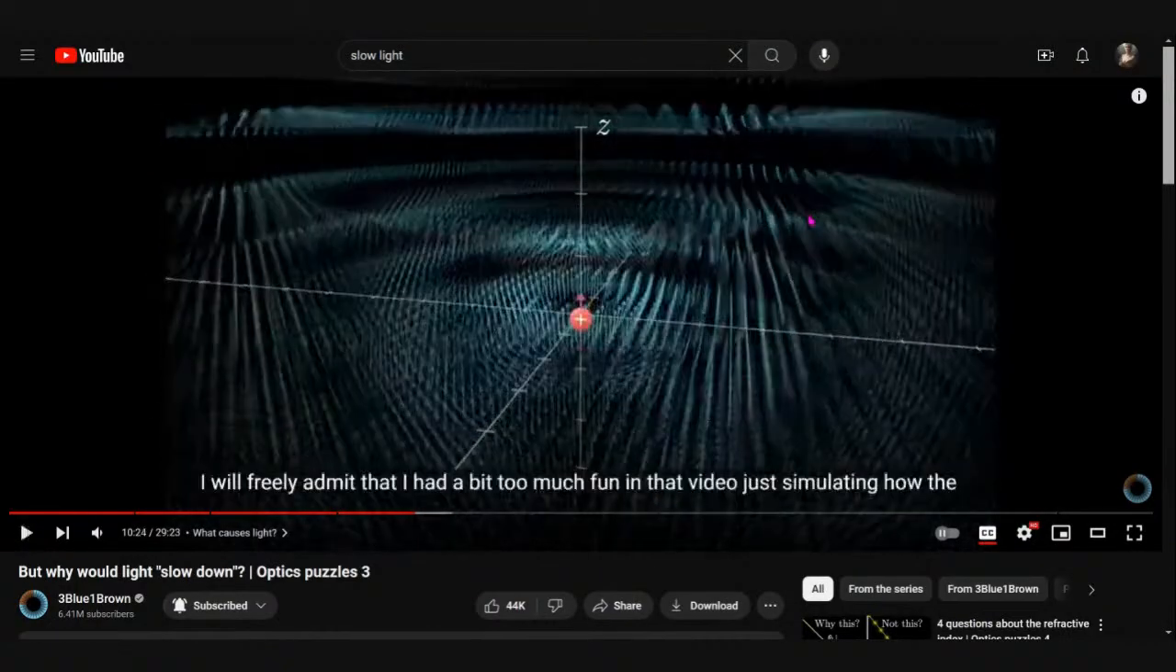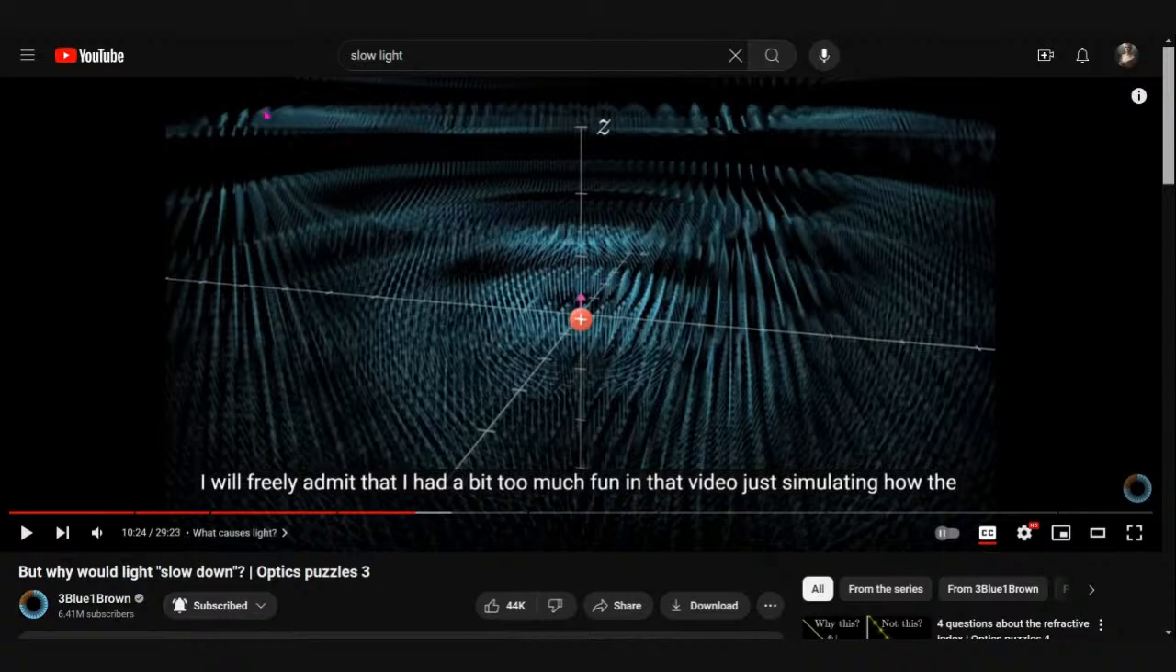It's not really 3-dimensional because there's these layers. These are fake. So he removed a lot of the test particles because it would be very difficult to understand what's going on.